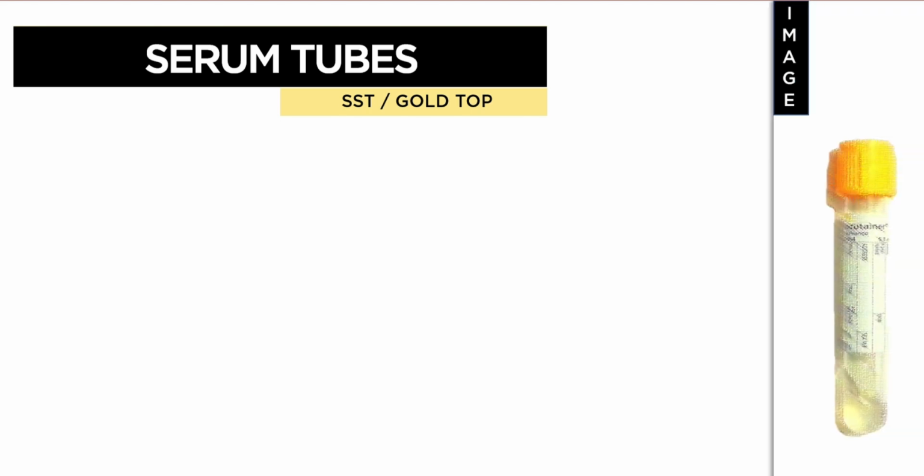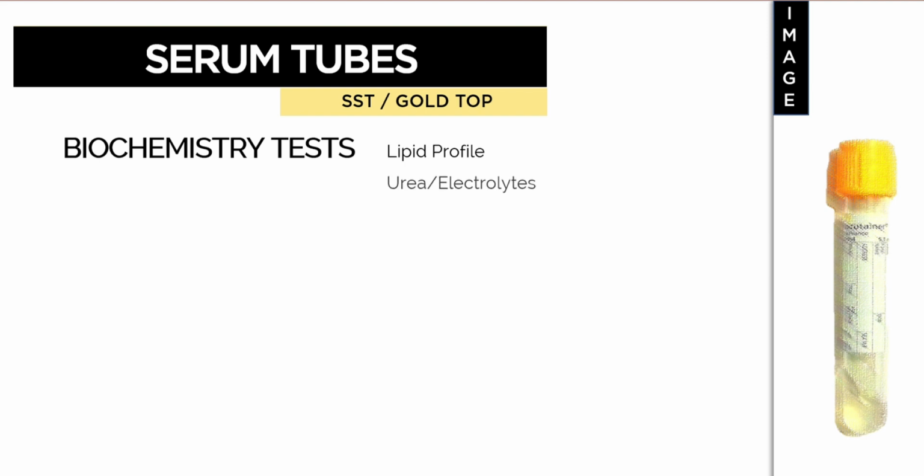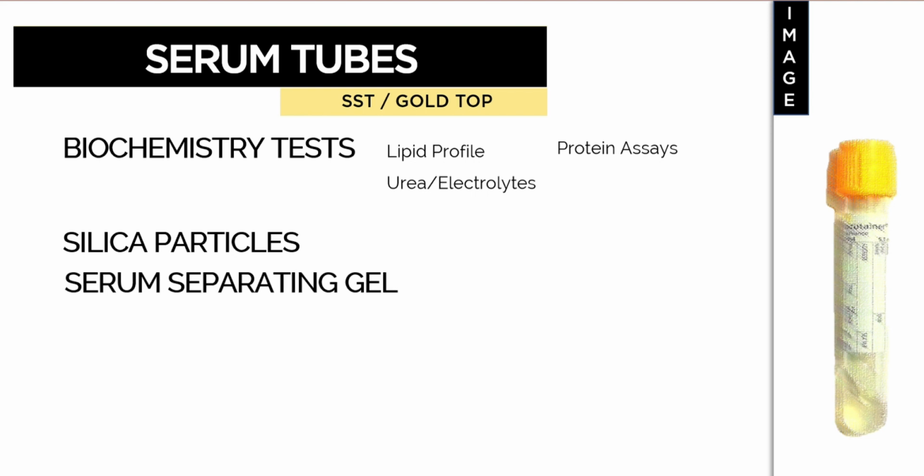The second type has a gold top and commonly known as the serum separating tube or the SST. It is used for biochemistry tests such as the lipid profile, urea electrolytes, protein assays, and more. It has two additives. First, it has silica particles which activate clotting, causing blood cells to clump together. The second is the serum separating gel, which floats as a layer between the blood cells and plasma, forming a physical barrier between them which provides ease at obtaining the serum. After its collection, it has to be inverted 5 times.